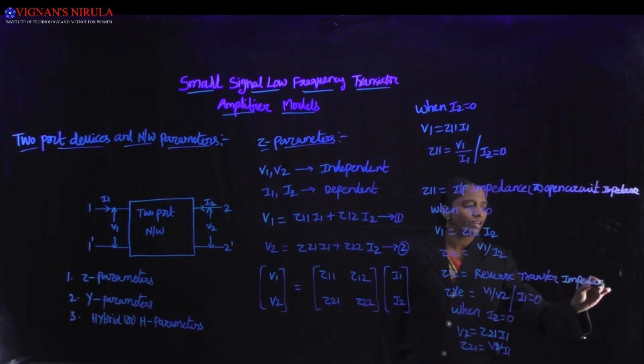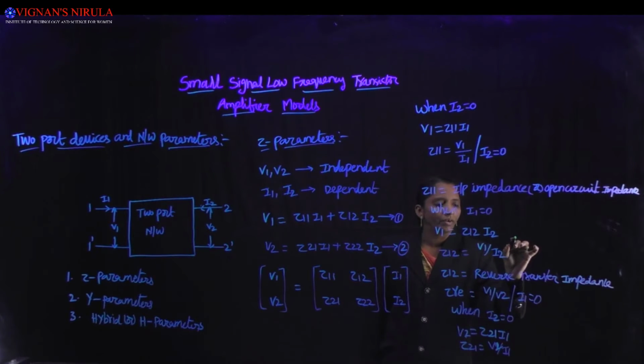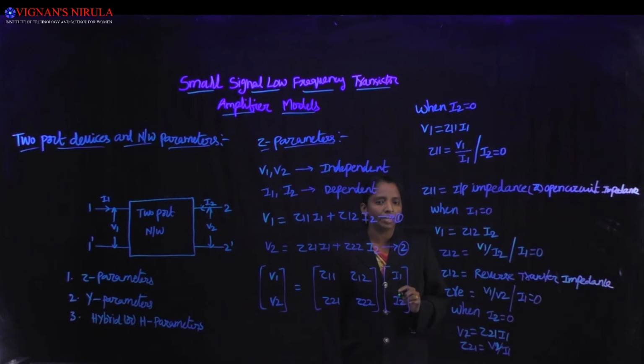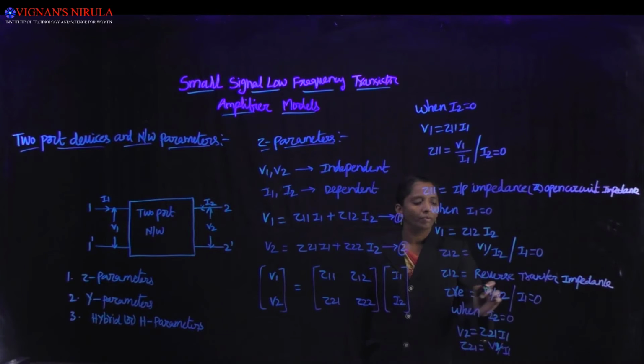Reverse transfer impedance. Z12 equal to V1 by I2 at I1 is 0. It is called reverse transfer impedance, and it is also written as ZRE. ZRE equal to V1 by I2, at I1 constant.